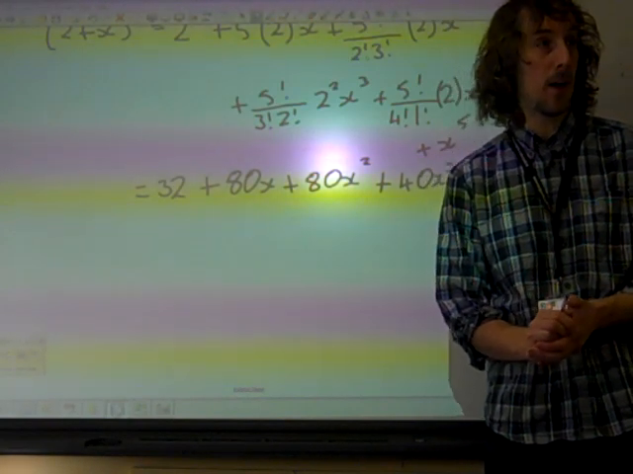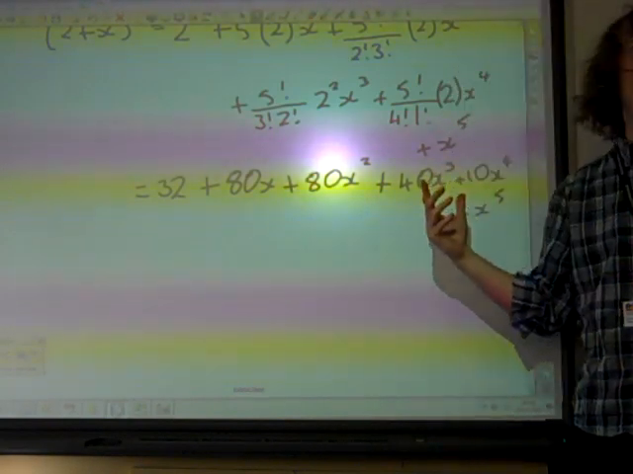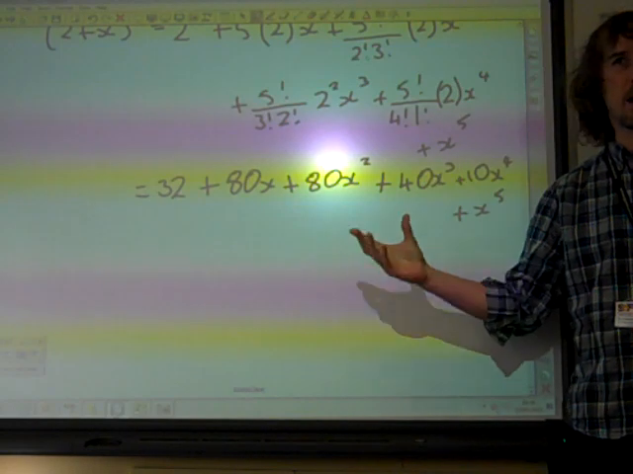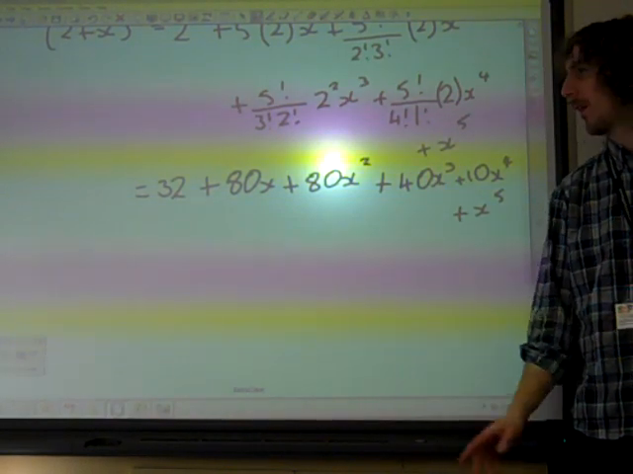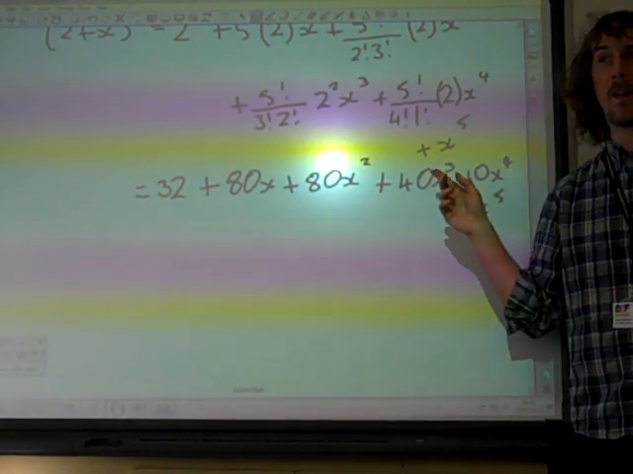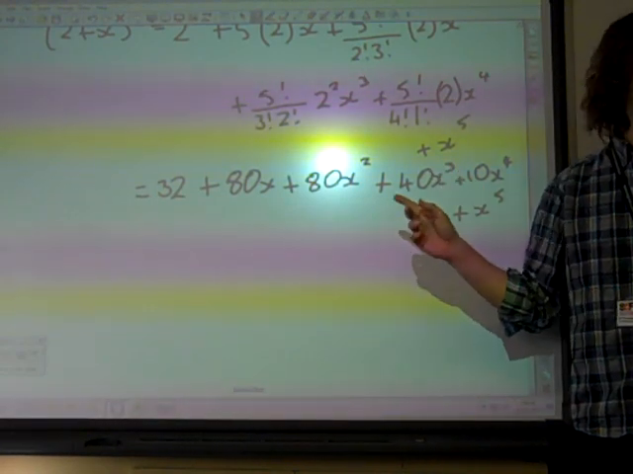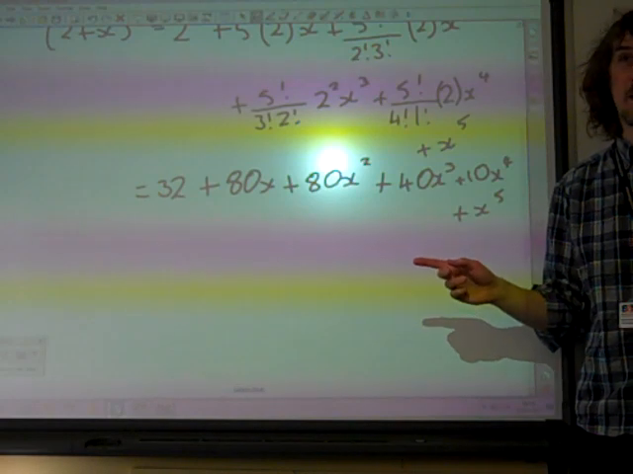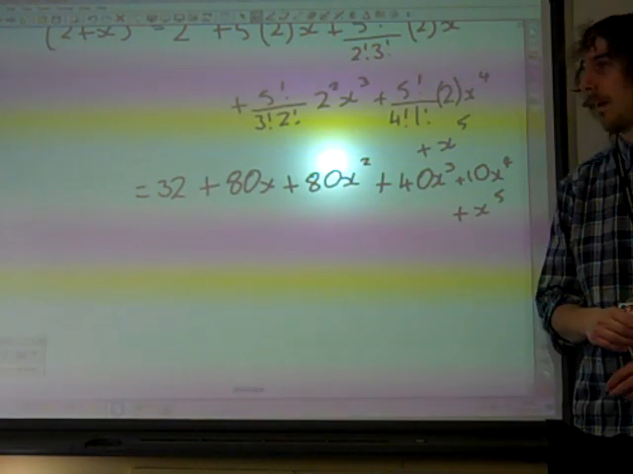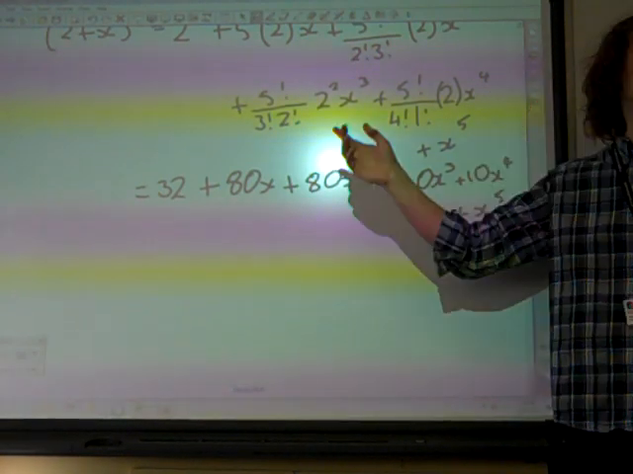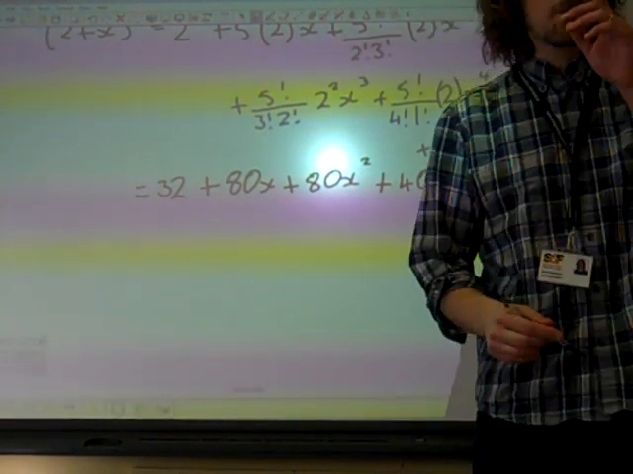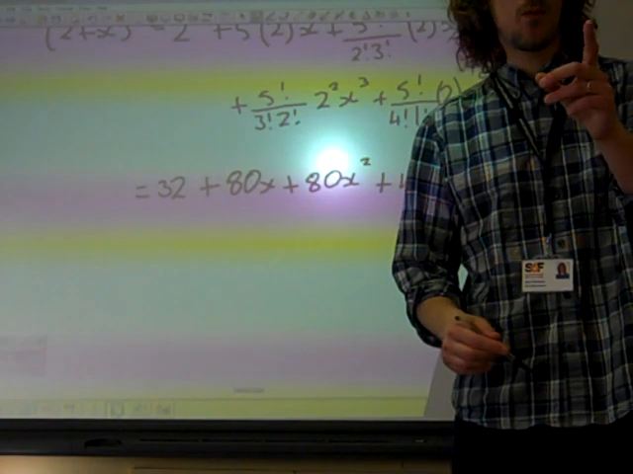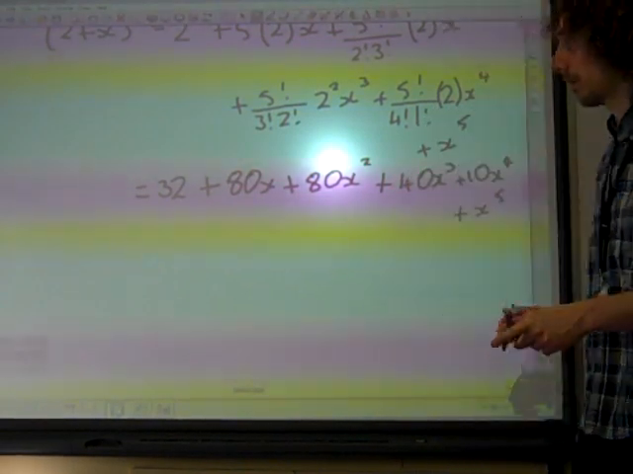There were some people who felt the need to then turn it round and write it starting with the biggest power of x. But actually when we're doing binomial expansions, we normally leave it written in ascending powers of x. I know you normally write polynomials in descending powers, but the norm for this is to write it in ascending powers. So leave it like that. That is fine. Part 2 was where it went wrong for lots of people.